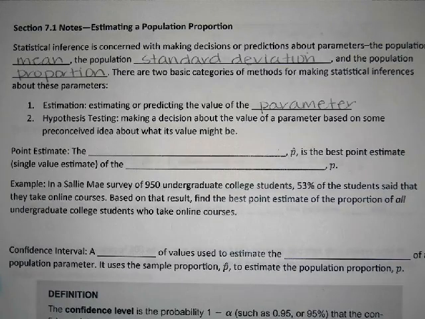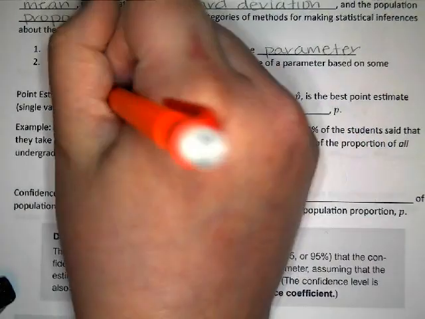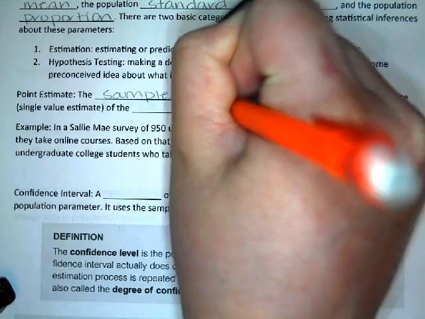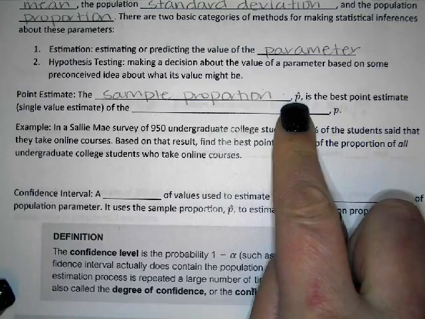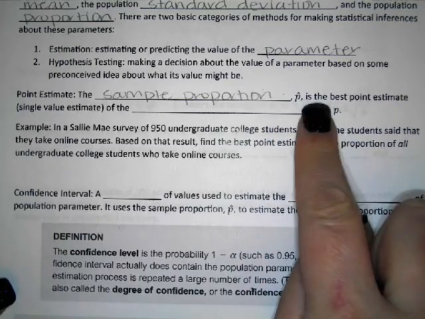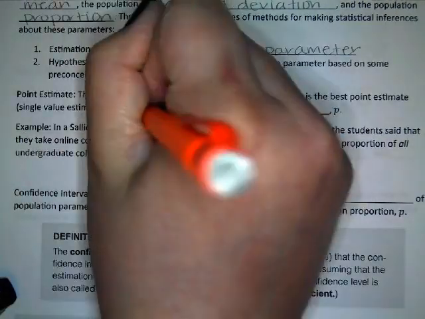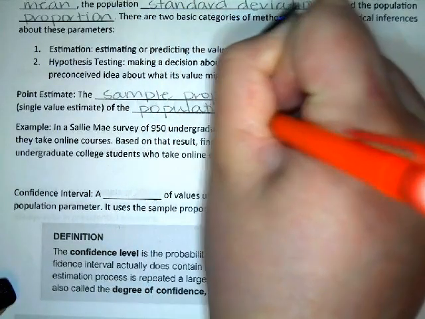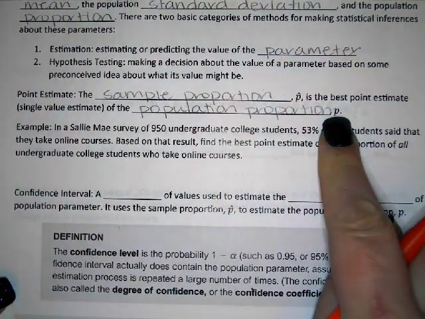So first, when we look at the different types of estimates, we have point estimates. Point estimates are the sample proportion, which is notated using p hat. P hat is how you say that. It's the best point estimate, or single value estimate, of the population proportion, which we notate using P.